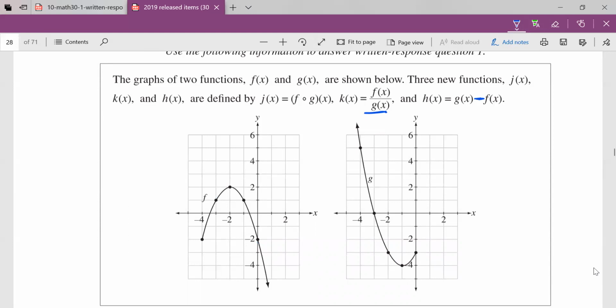Our domain has to be where the 2 graphs both exist at the same time. So g here has to essentially stop at -4, because when x is -4, that's where f stops. Now, g stops when x is 0, so f is going to have to stop when x is 0 as well. So our domain, friends, will be from -4 to 0.